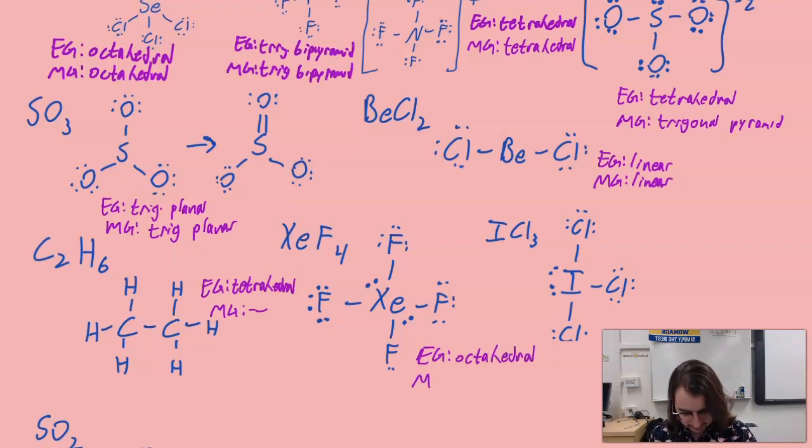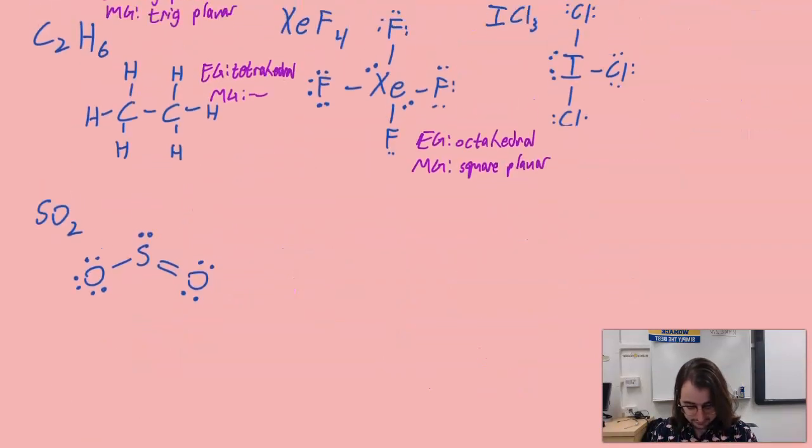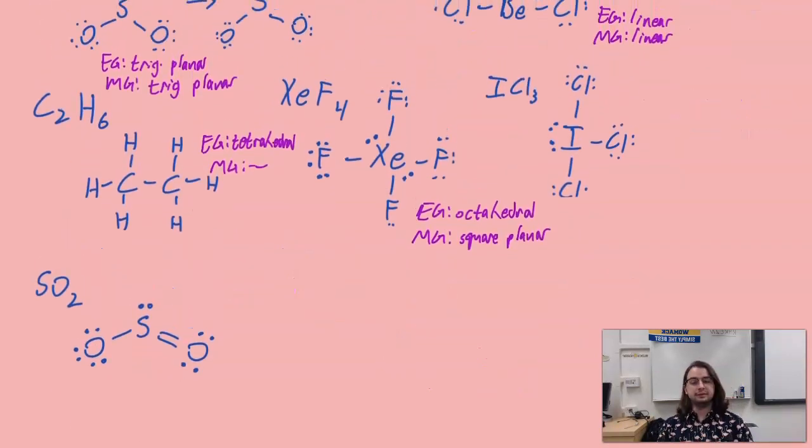But then you would want to count the number of things that are lone pairs and look at the derivatives. So we know that there's one derivative of octahedral that has 2 lone pairs. We call that square planar. Try ICl3 and also do SO2. Why not? And then we'll be done.